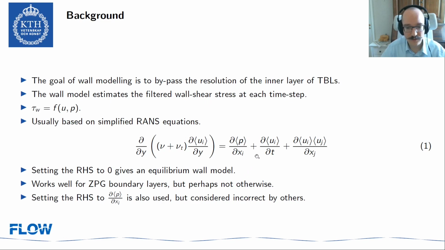Another idea is to ignore the acceleration term, but keep the pressure gradient term. Here we can also use the assumption that the pressure does not change that much in the wall normal direction near the wall, so we can simply sample it from the LES.